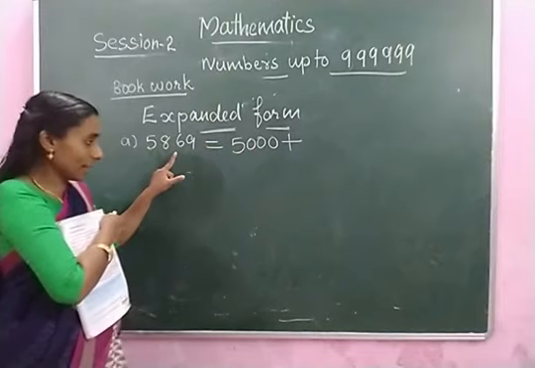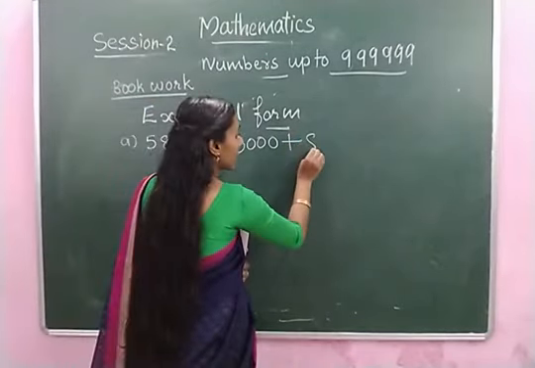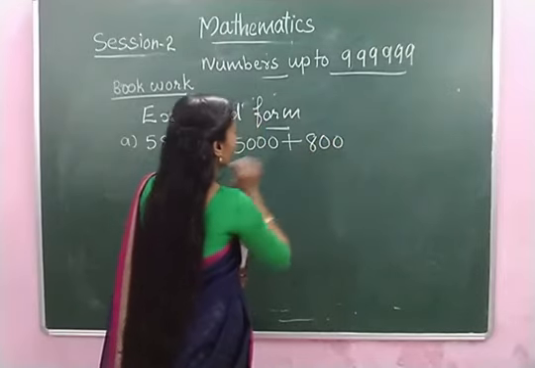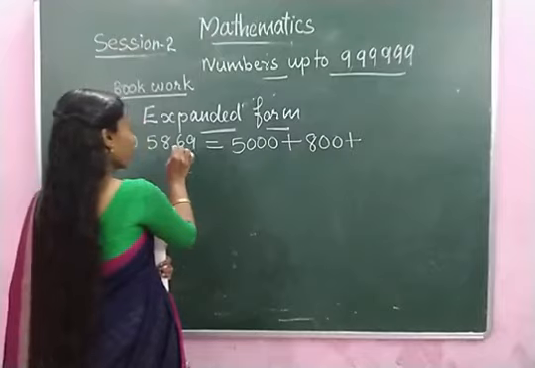5,000 plus the next, hundreds place. So how many hundreds are there? 800. Then don't forget to put the plus symbol, plus 6.